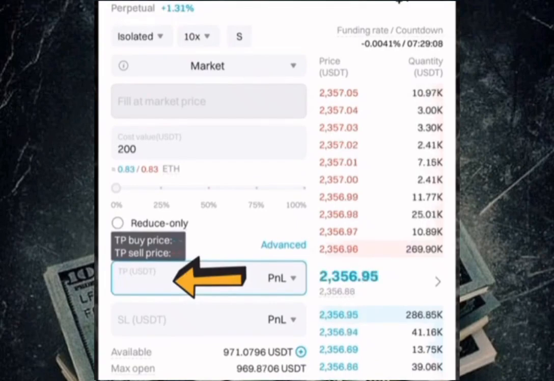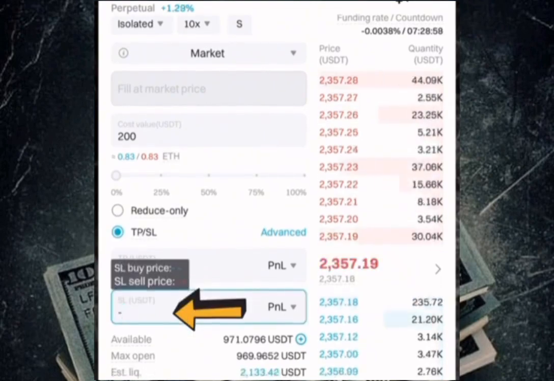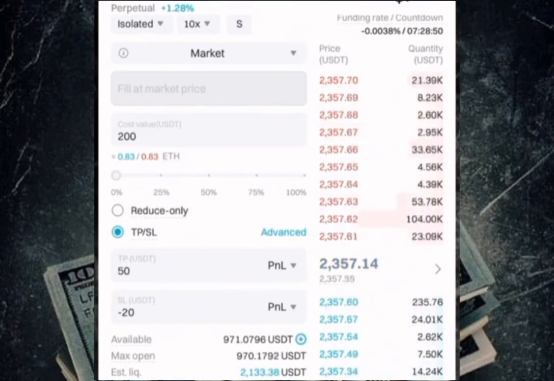So let's, for example, I want to make, let's say, $50 right here for this. So $50 is like 25% profit. And then for this, I'm willing to lose just $20. So that's 10% loss. So you can see right here, that means that if you enter the take profit, you win $50. That's the amount you are winning, exactly $50. And then for the stop loss, if it enters the stop loss, you are losing $20 out of your $200. I hope you understand.